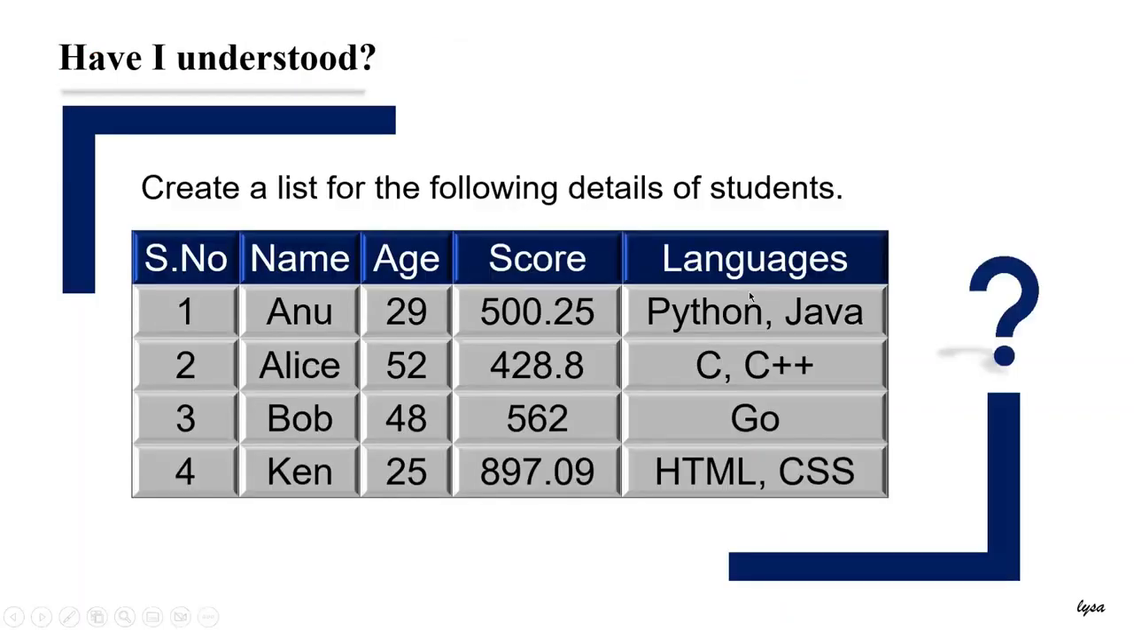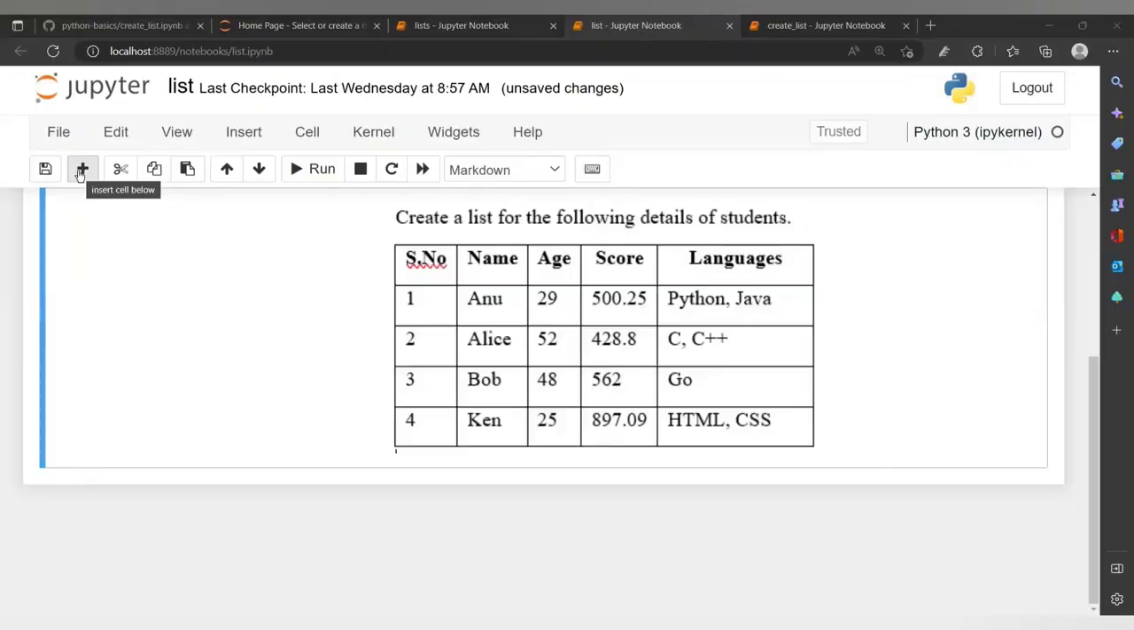Now that we have a fair understanding of how to create lists, let's look at another example. The example here shows a table, and we have to create a list from this table. Shall we see this with the help of a notebook? We need to create a list for the following details of students.